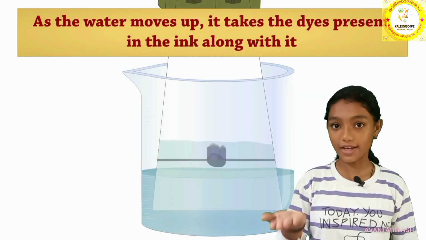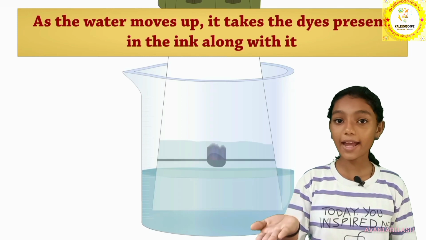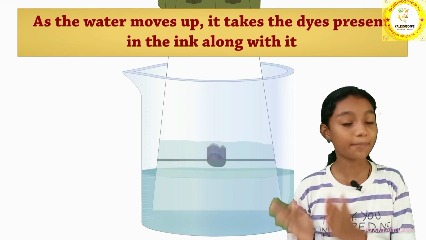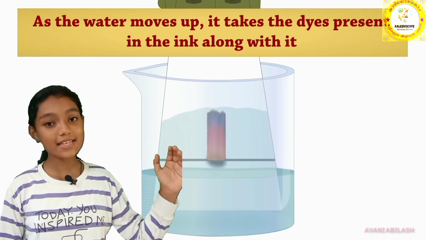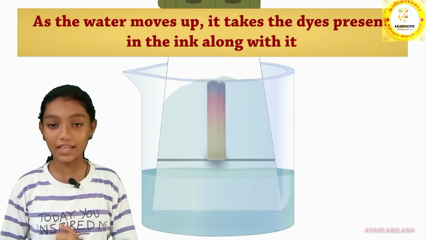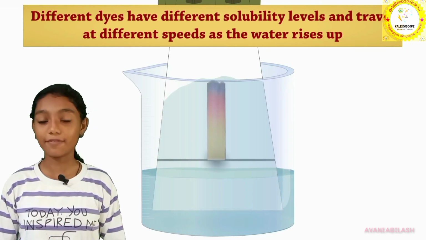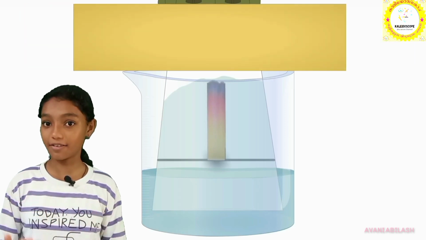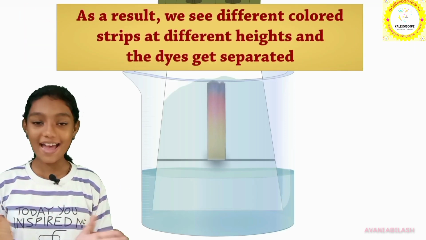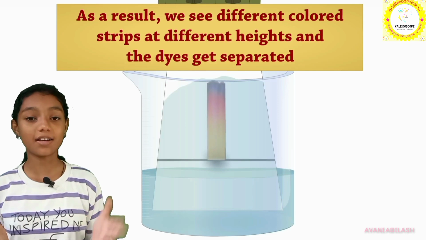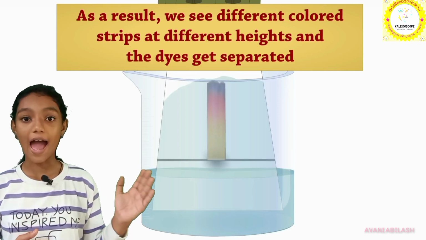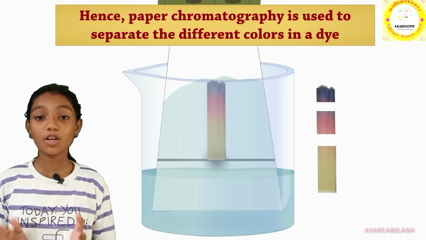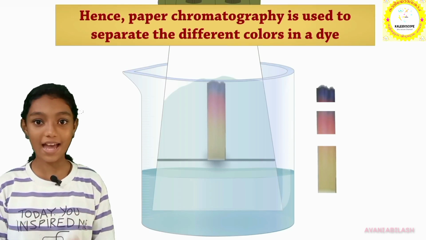As the water level rises, the dyes in the color also rise up and you can see different colors in black ink. These are the different dyes present in black ink. Different dyes have different solubility levels and travel at different speeds as the water rises up. As a result, we can see different colored strips at different heights and the dyes get separated. Hence, paper chromatography is used to separate the colors from the dyes.